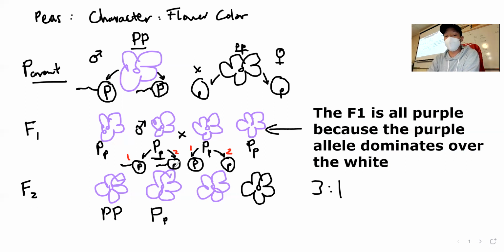If sperm 2, the little p, joins with egg number 1, what do we get? Small p, big P. Okay, but watch this, guys. We still write it like this. We never put the little p first, like this. Okay, we never do that. Always write the capital letter first. Okay, so big P, little p is going to result from that, and that's going to make another purple flower.